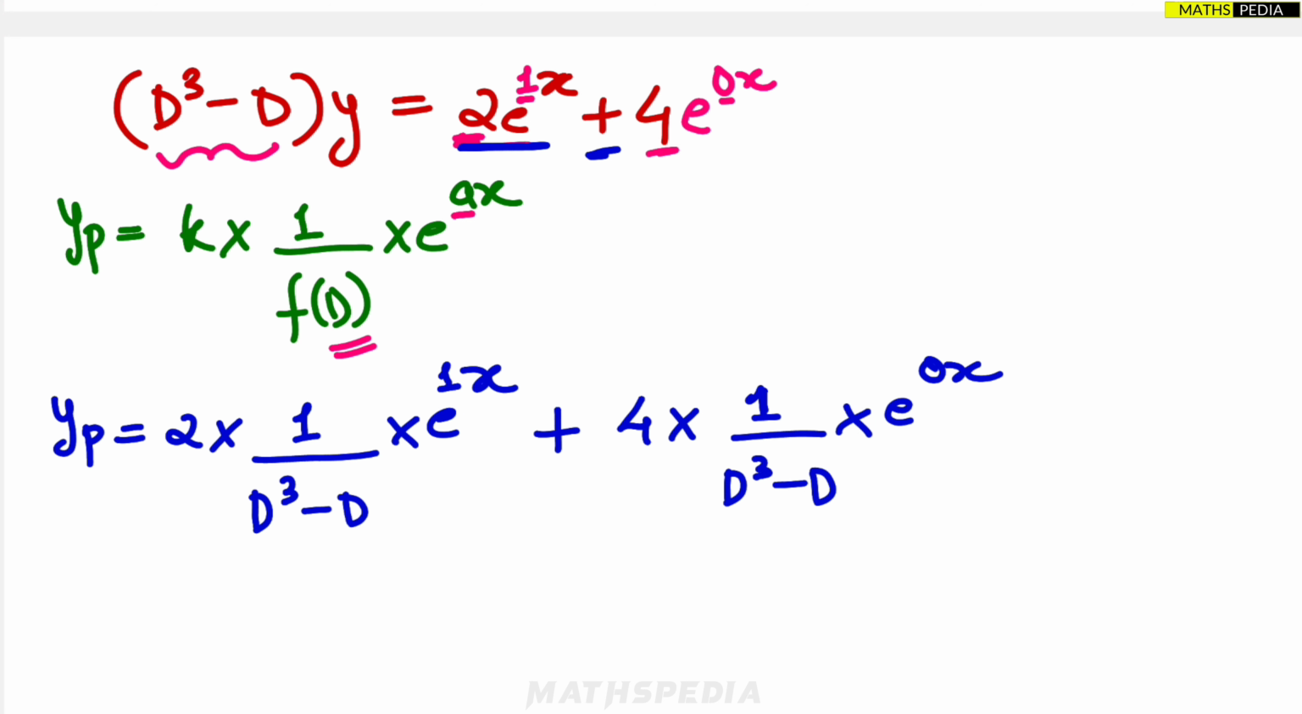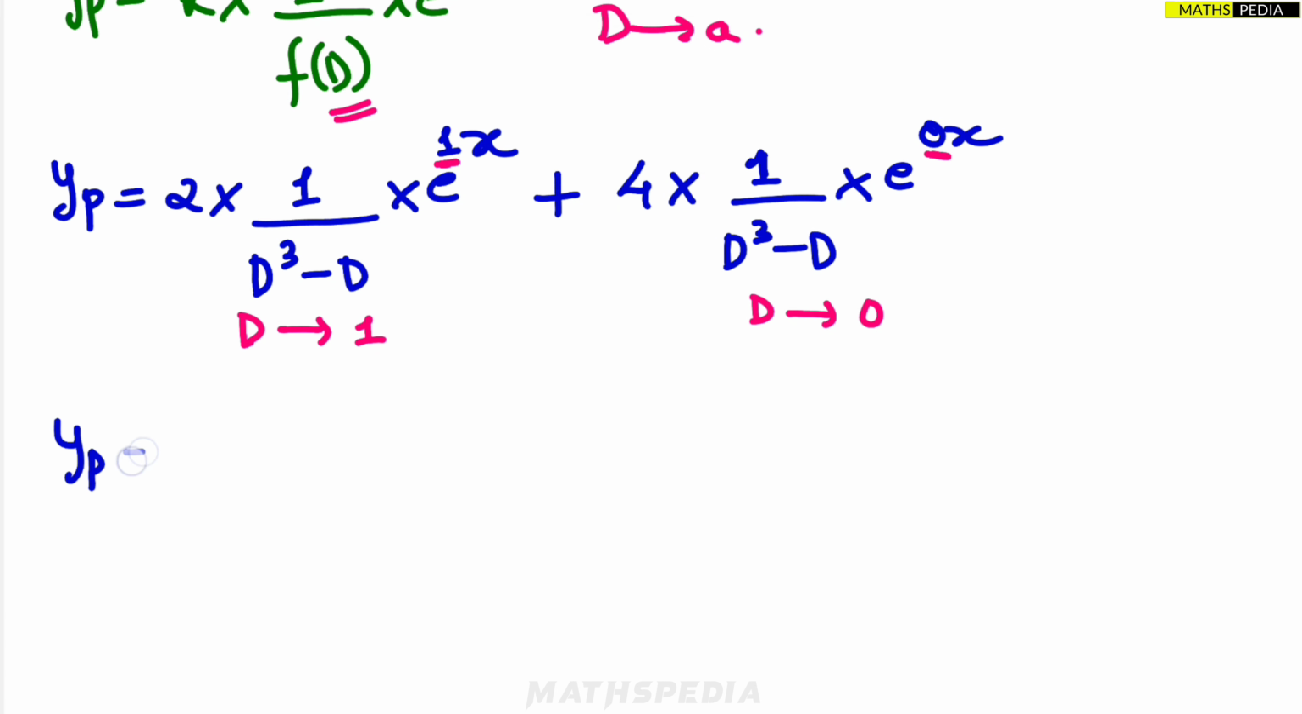Most important step is here. We have to substitute the d value as what? 1 and 0. So here I will substitute d value as 1. Here I will substitute d value as 0. That means a. D value becomes what? A.